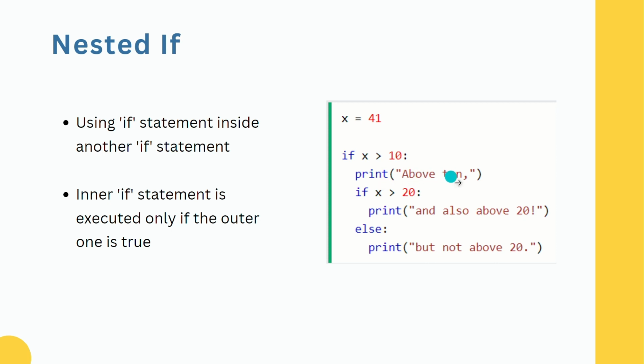Now after printing above 10, it will check this condition, x is greater than 20. Over here 41 is greater than 20, that is true, so it will print and also above 20. The else will not be printed because the if condition was true, and else is only executed when all the above conditions are false. So that's why in this scenario above 10 and also above 20 will be printed.